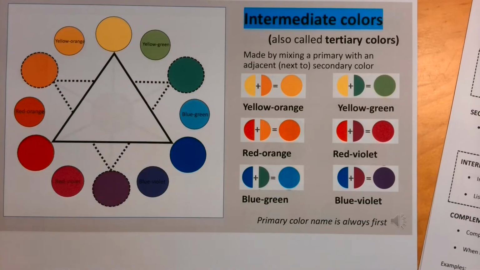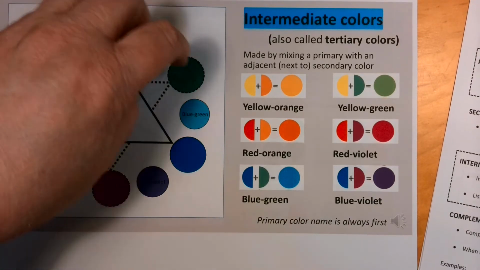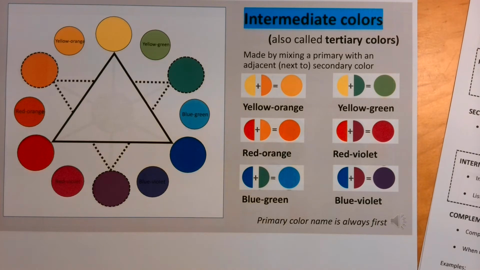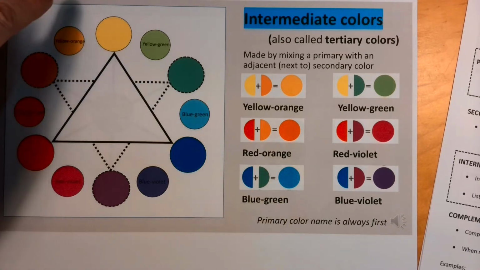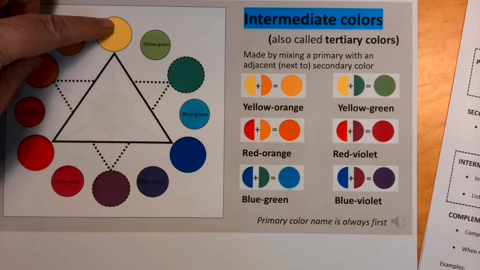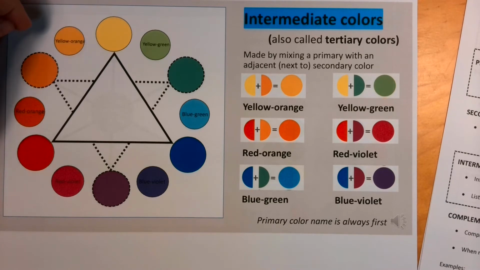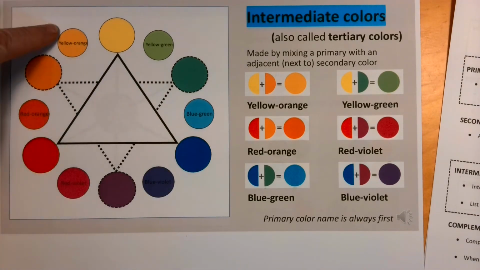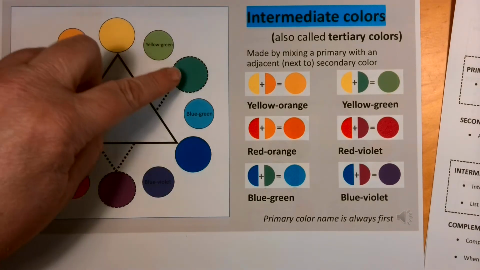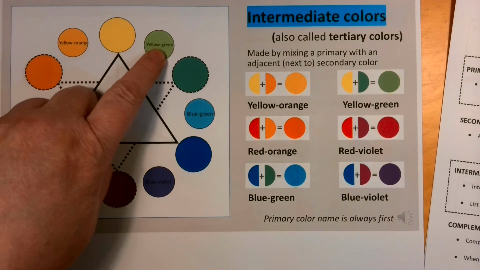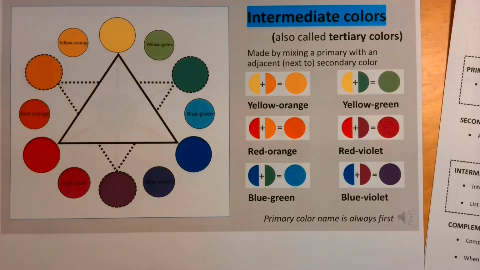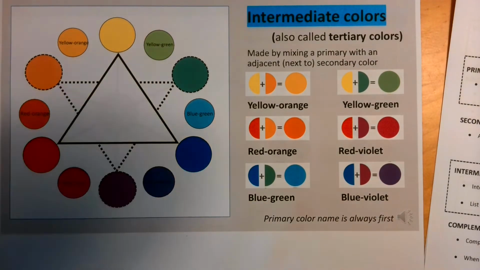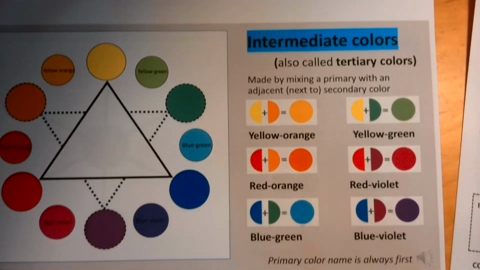So intermediate colors are these free-floating colors. They don't sit on the two triangles. They sit in between the primary and the secondary color, and they take the names of the two colors they sit between. So the color between yellow and orange is yellow-orange. The color between yellow and green is yellow-green. And the primary name always comes first because it is considered to be dominant and more important.